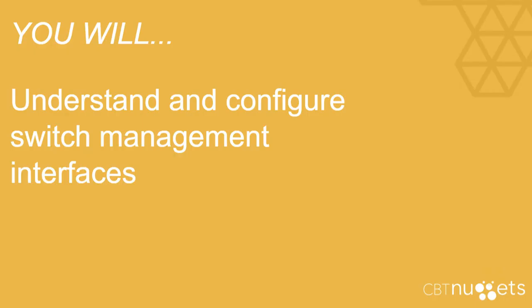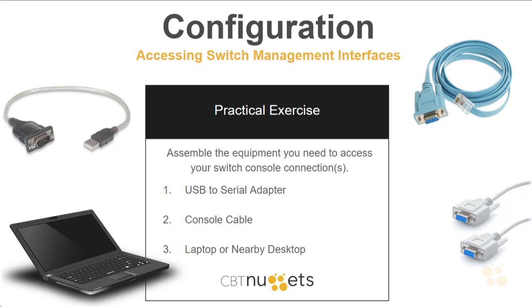Now I mentioned at the beginning that you will understand and configure switch management interfaces. So here's what I want you to do. Just like the previous nugget, we are in equipment gathering mode. So I want you to gather the equipment that you need to access your switch management interface. First off, you probably need a USB to serial adapter. Best place to grab one of those is off of Amazon.